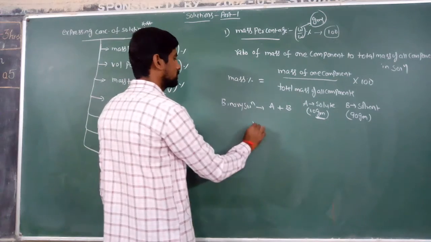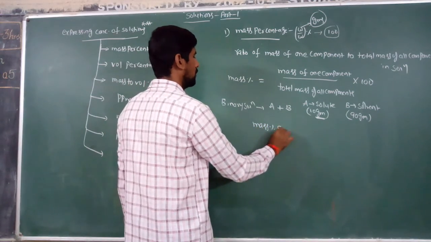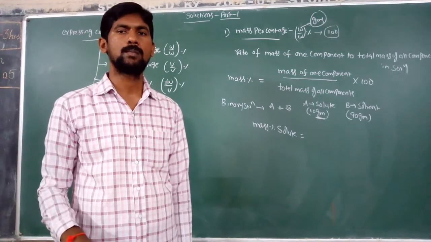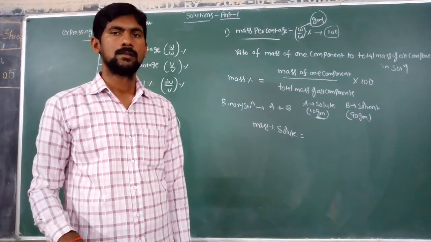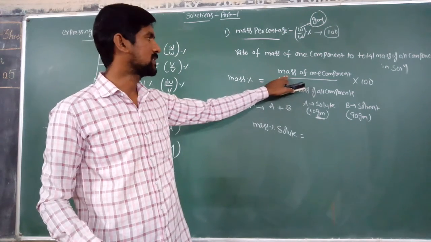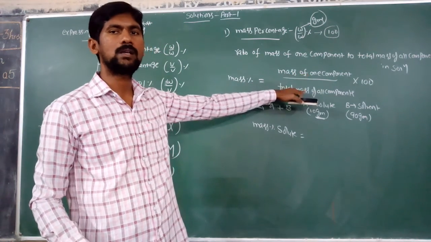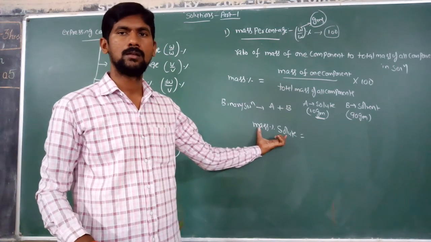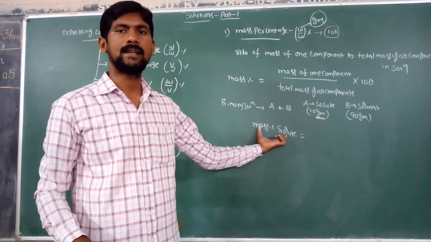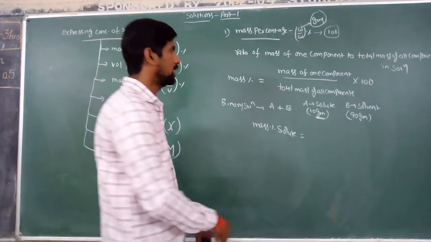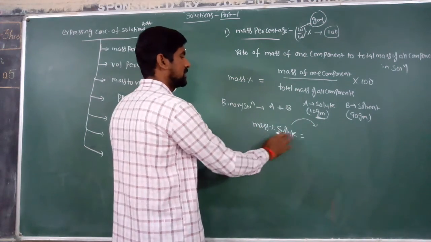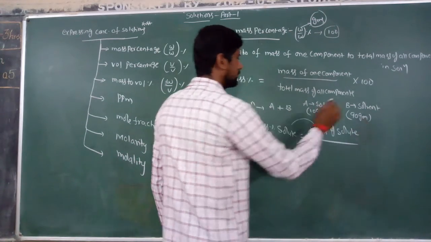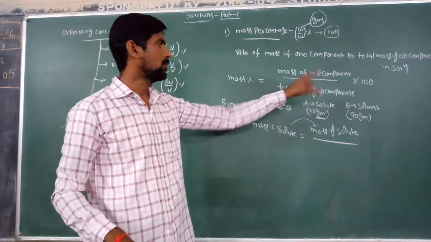Then what is the mass percentage of solute? What is the mass percentage of component A, or the mass percentage of solute? In the formula given, mass percentage is equal to the mass of one component by the total mass of all components. We have to find the mass percentage of solute, therefore its mass is directly taken in the numerator. Mass percentage of solute means mass of solute by total mass of all components.